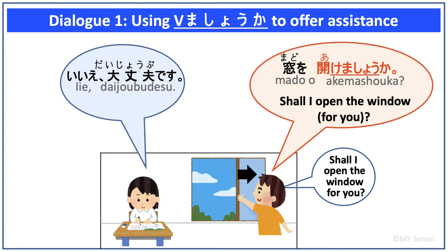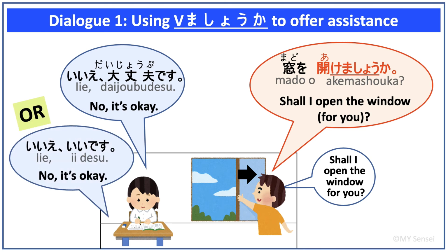The boy is offering his help to open the window, saying, 窓を開けましょうか。The girl is declining his offer, saying, いいえ、大丈夫です, meaning, no, it's okay. Alternatively, she can also say, いいえ、いいです. You can use either expression to decline assistance, to say, you're good.